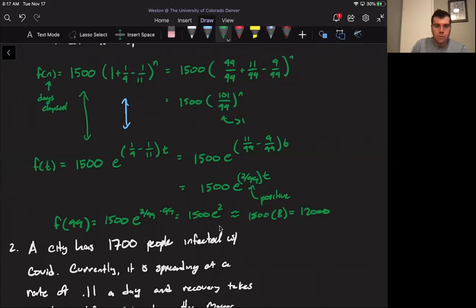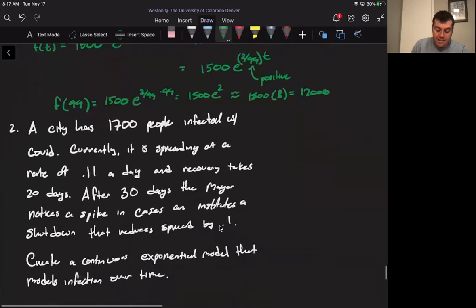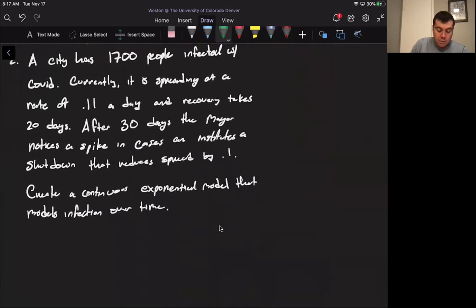All right, so for the next one, I have a slightly more complicated exponential model that we can look at. In this case, we have a city with 1,700 people infected with COVID. The 1,700 is different than the 1,500, but it shouldn't actually change anything in our models. Wherever we see a 1,500, we should just replace it with the 1,700. So we have 1,700 people infected and spreading at a rate of 0.11 a day.